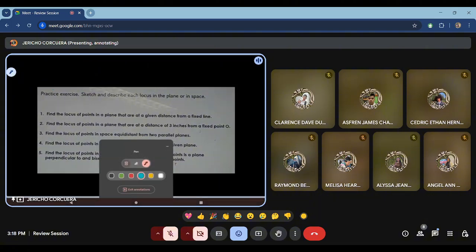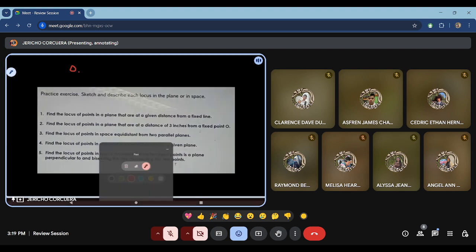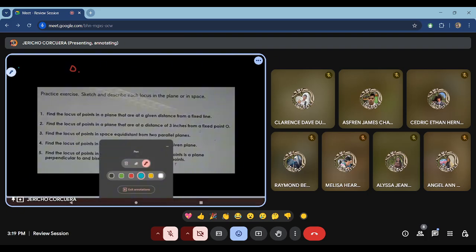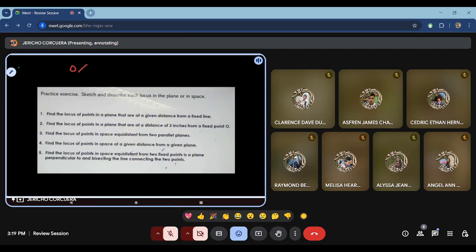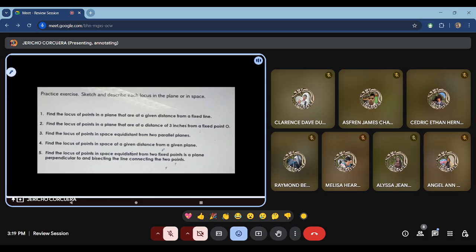And then for number two, it is at the fixed point O. This is O, the fixed point O, and it is 3 inches from the fixed point O. And this is 3 inches. So the locus of points is a circle. It is a circle because we have a fixed point O, and the distance is 3 inches. So I'll leave the rest to you.